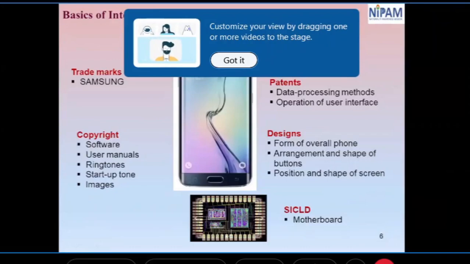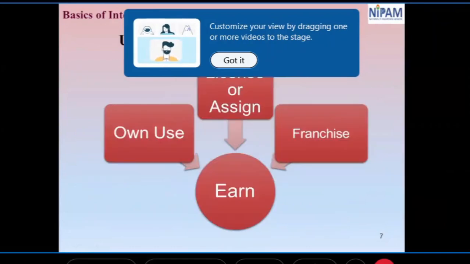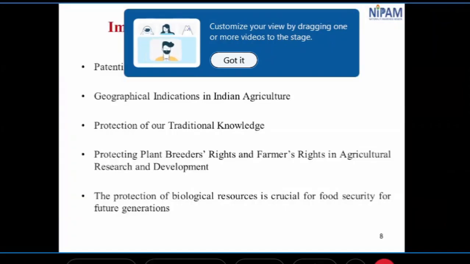So let's talk about utilization and commercialization of IP. I think we have already talked in the previous slide about this, so let's skip that. Let's talk about the importance of IP in the agriculture and allied sector. Patenting of microbiological and biotechnological inventions. Whenever you come up with a different type of bacteria that can degrade an oil spill, or any type of microbiological modification that is beneficial.